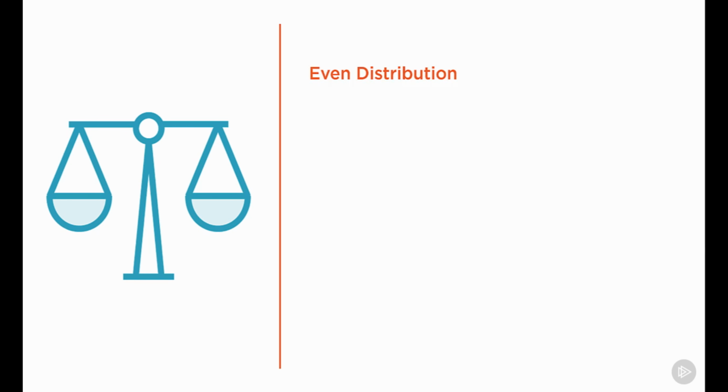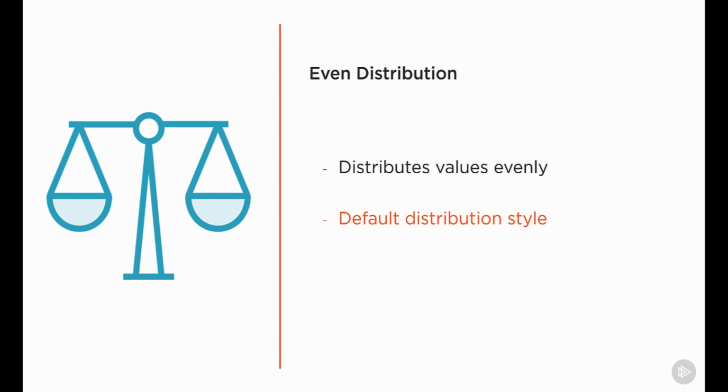With even distribution, your table is spread evenly across all nodes. This is the default distribution style as it is the most balanced option between storage size and performance. Now you could simply choose even distribution for everything and performance would likely be pretty comparable to most other data warehouse products. Better in some aspects, around the same in others.